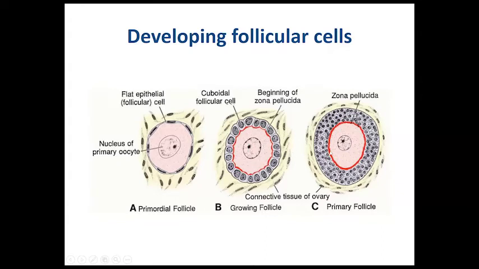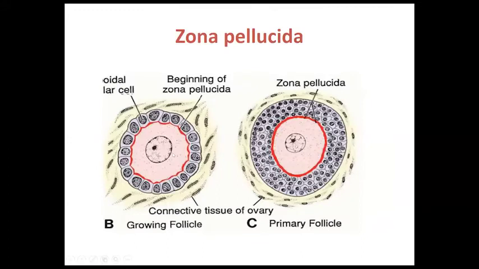And then it's going to again multiply. These cells are going to become stratified, increasing in number. And this is the primary follicle. From growing follicle, primary follicle, zona pellucida. These show you the different stages and the changes which occur. Then this is the beginning of the zona pellucida. This is the primary follicle that has been formed.